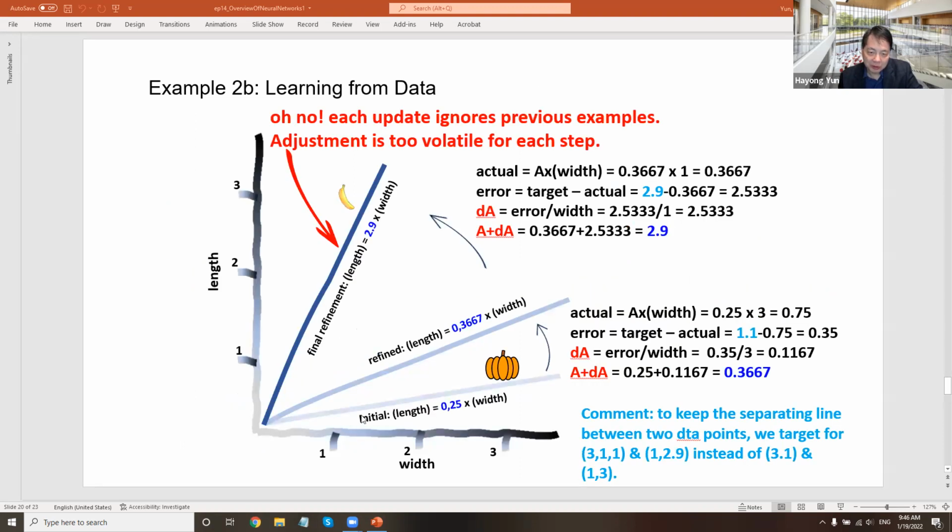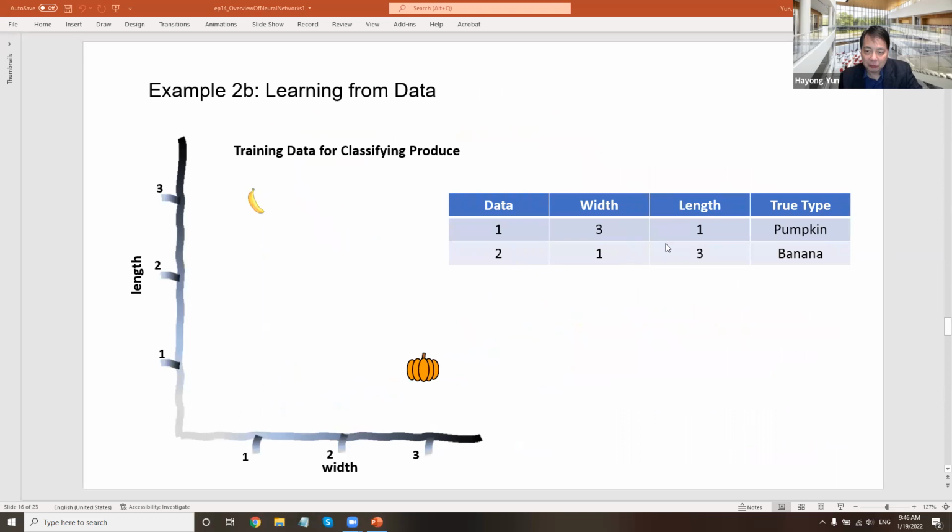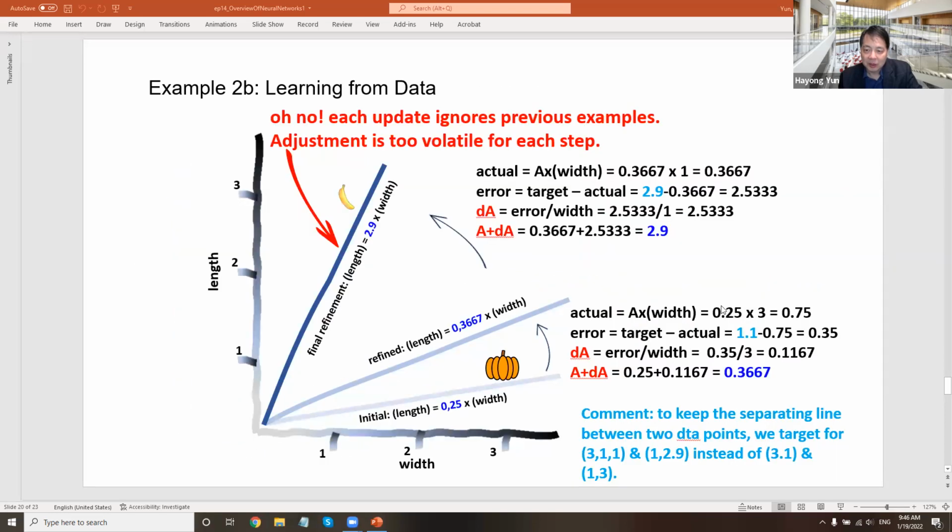So let's go through an example here. Initially we guess 0.25 times width is the length. Doesn't seem to be great because both of the data points are predicted as banana. If you plug in the number here, the actual is the width. Here, 0.25 times, the data point was 3 and 1. So 0.25 times 3 is 0.75, that's the actual.